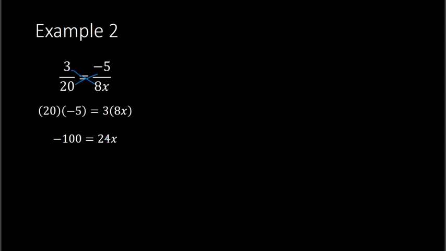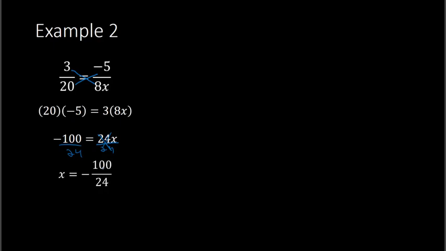Let's look at another example. Here we have negative numbers, and here the x is in the bottom instead of the top. To solve for x, this is the same exact process. We can multiply across. So we can take 20 times negative 5. That will equal 3 times 8x. So 20 times a negative 5 would be negative 100. And then 3 times 8 gives me 24x. And then from here I can solve for x by dividing both sides by 24. When I divide on the right side, the 24's cancel. So I have x on the right side and negative 100 over 24 on the left. So x equals negative 100 over 24.